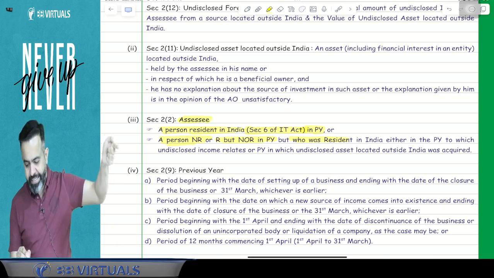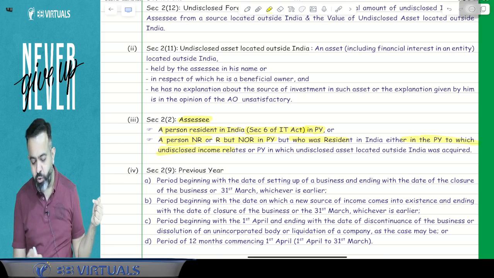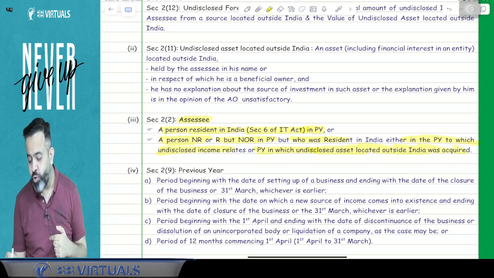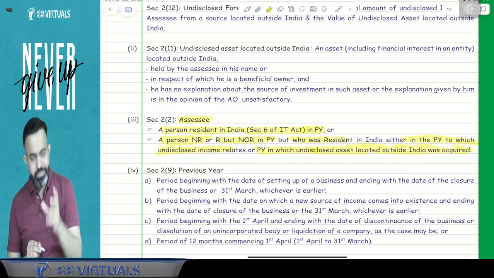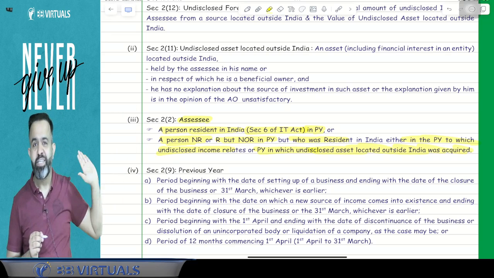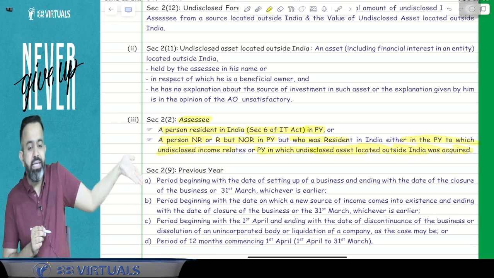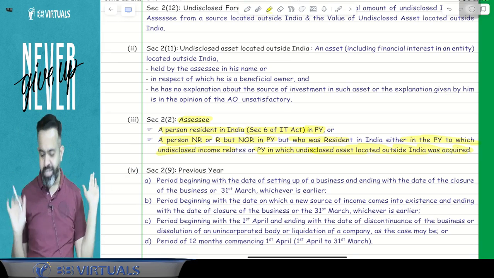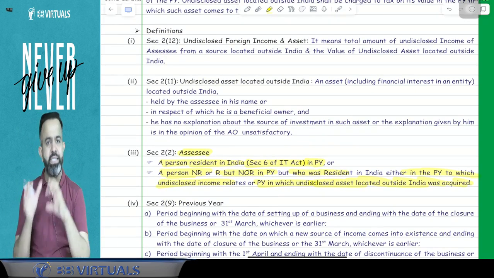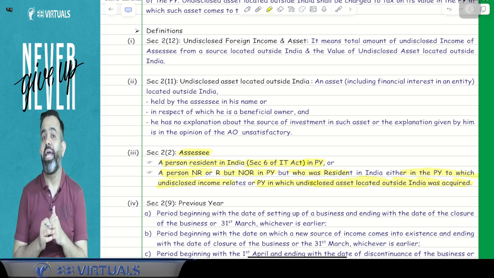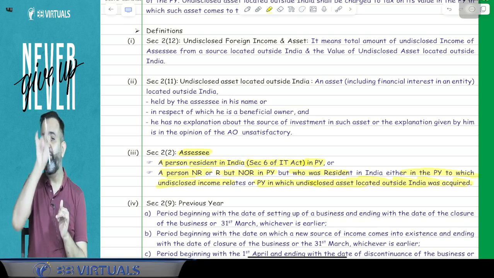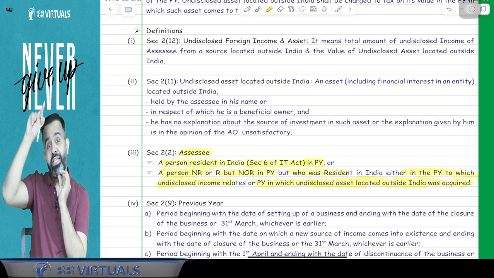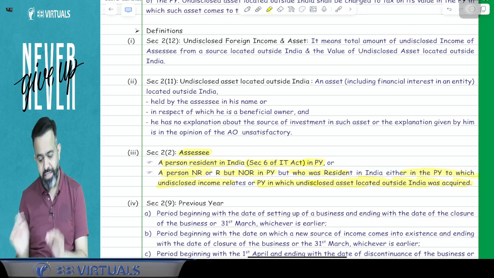But who was a resident in India either in the previous year to which the undisclosed income relates, or the previous year in which the undisclosed asset located outside India was acquired. Means in the year when that asset was acquired, that year he was resident, or in the year in which he earned the income outside India, in that year he was a resident, then also this Act is applicable. So here assessee means either a person resident in the current year, or in the current year he is a NR or R but NOR, but in the year in which the asset was acquired, or that income belongs, in that year he was a resident as per income tax law, then that will be treated as the assessee.